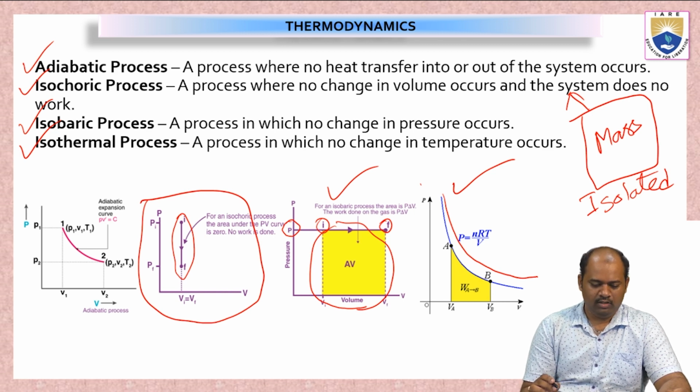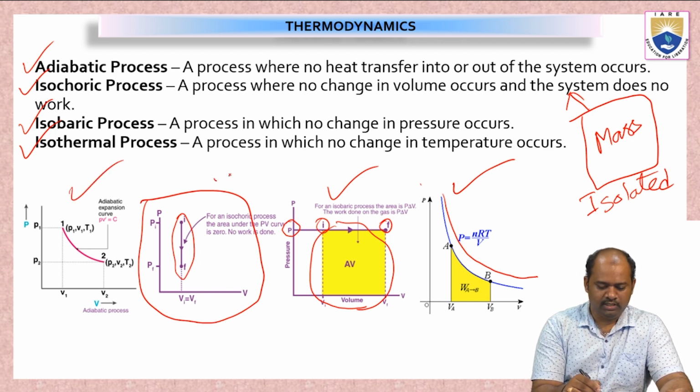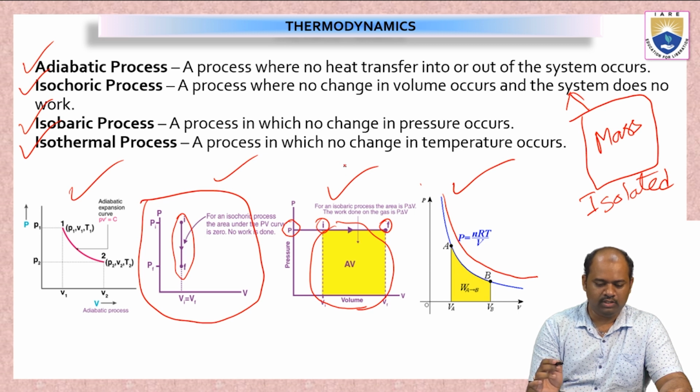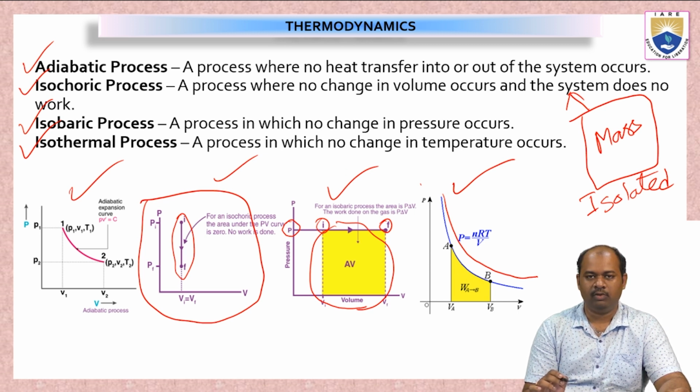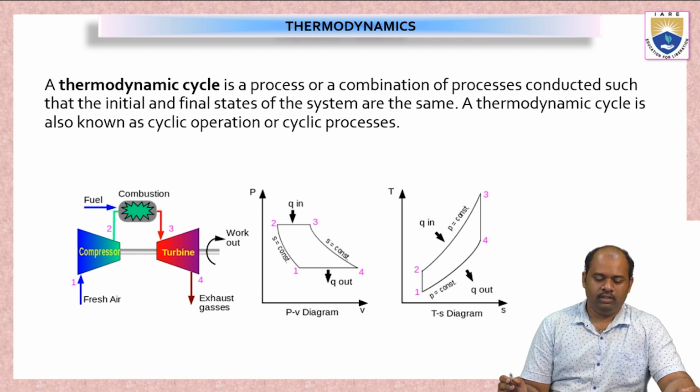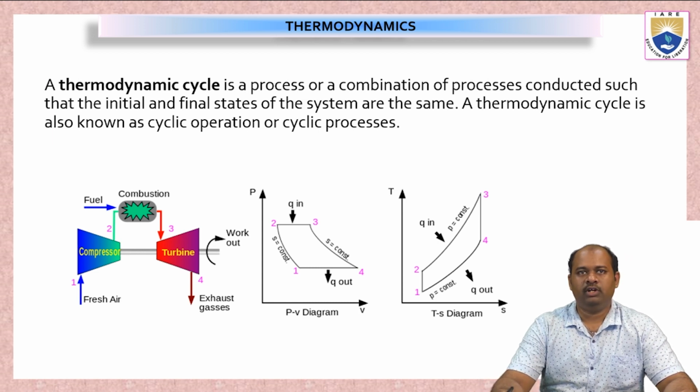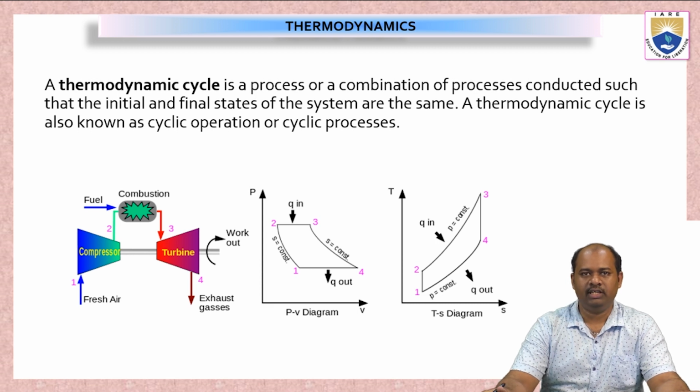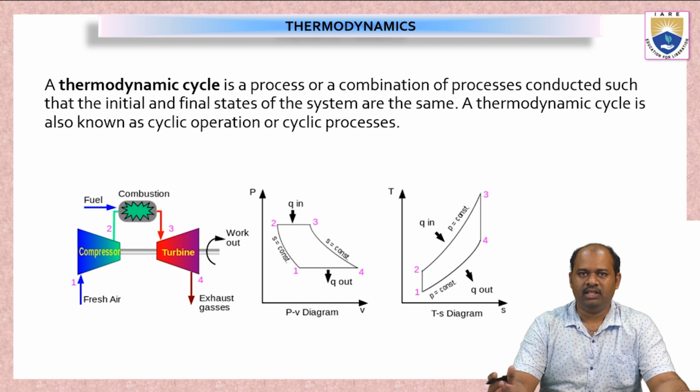Okay. Now these are the four graphs which indicate the adiabatic, isochoric, isobaric and isothermal processes. Now in this slide we are going to see what a thermodynamic cycle is. A thermodynamic cycle is a process or a combination of processes conducted such that the initial and final state of the system are the same. So from this definition we can clearly understand a thermodynamic cycle is a cyclic process where the initial and final stages are the same.